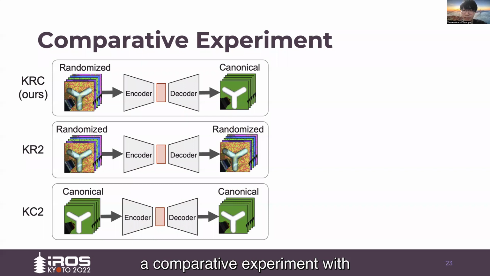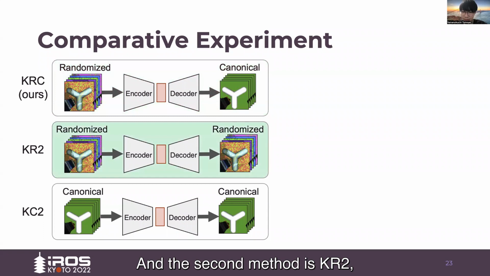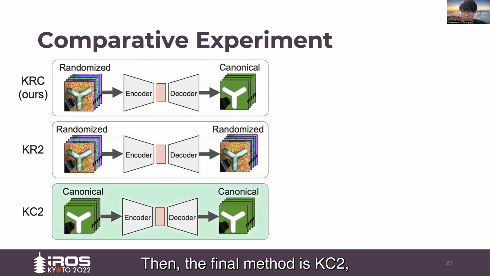We additionally conducted a comparative experiment with several feature extractors to evaluate the effectiveness of the randomized-to-canonical structure of our method. The compared methods are the following three structures. The first method is the KRC, which is our proposed method. And the second method is KR2, whose input and output of the feature extractor are both randomized images. Then, the final method is KC2, whose input and output of the feature extractor are both canonical images.